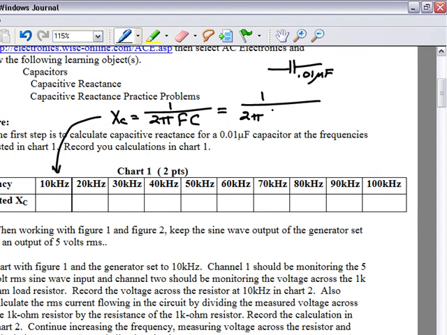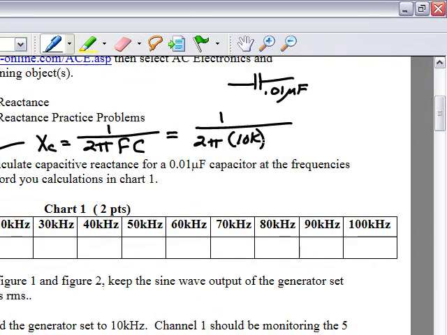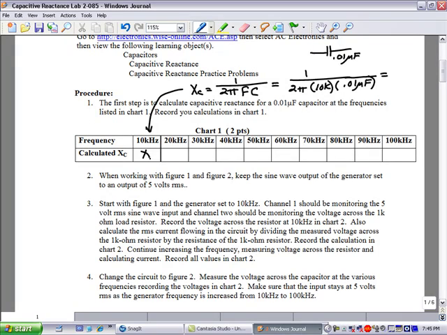2 pi, put in your 10 kilohertz, put in your capacitance value of 0.01 microfarads, and calculate the capacitive reactance if you have a 0.01 microfarad capacitor and you apply 10 kilohertz to that capacitor, and put that in this chart. Then you're going to repeat that calculation until you get to 100 kilohertz. You should see the numbers decrease because as you increase the frequency, capacitive reactance decreases.